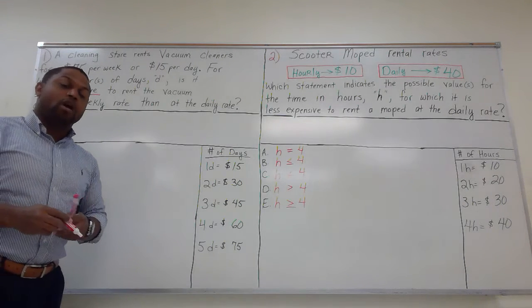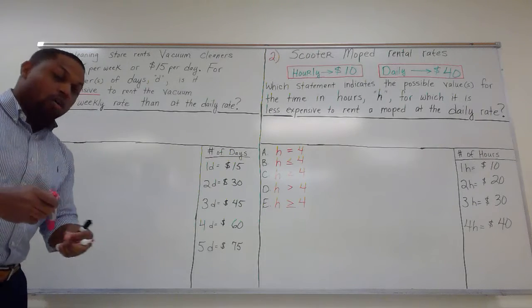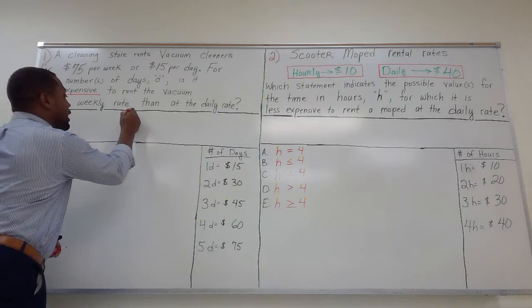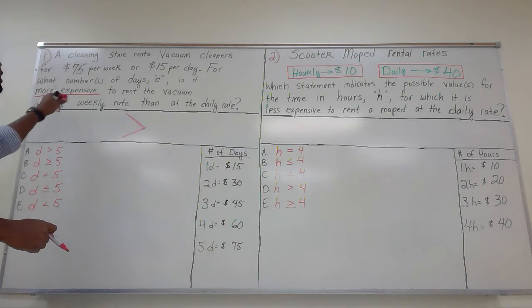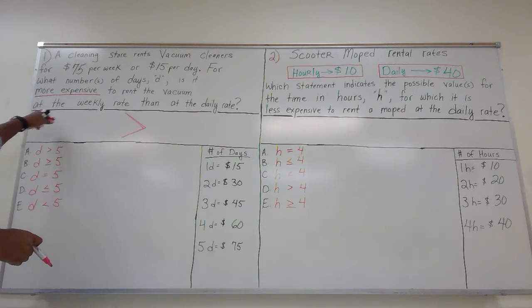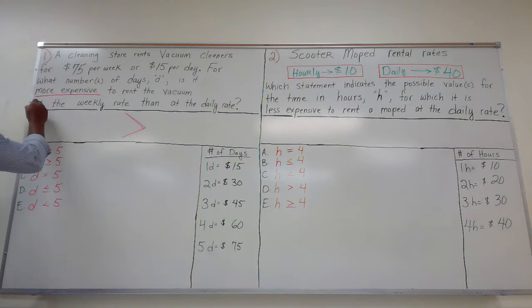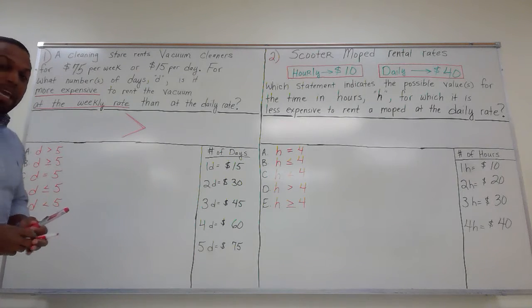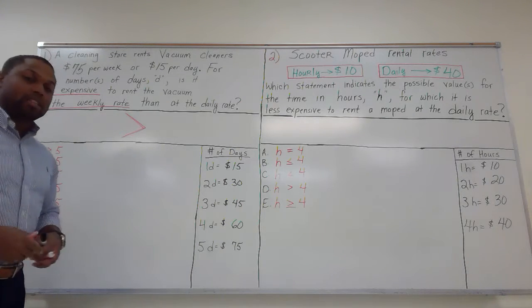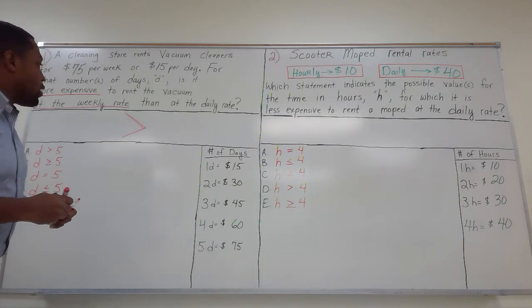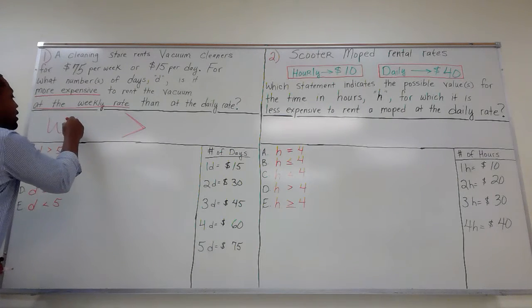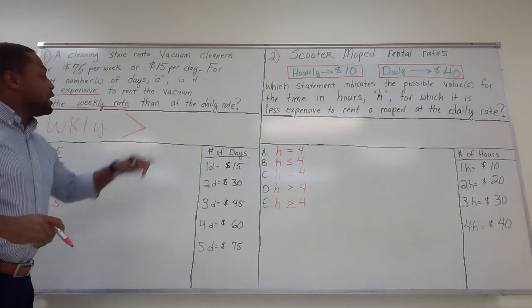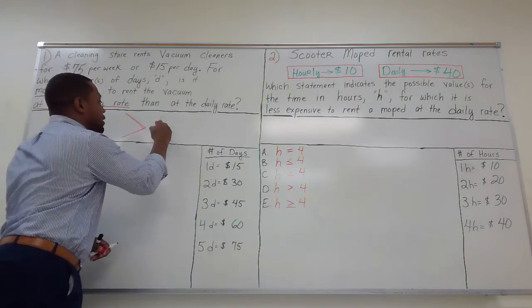That lets me know I'm going to be dealing with what I call the more than sign, and I'm going to put it right here. Then it says more expensive to rent the vacuum at the weekly rate. Since those words say more expensive at the weekly rate, I know the weekly rate is going to be on this side of the inequality sign, and the daily rate needs to be on the right side.